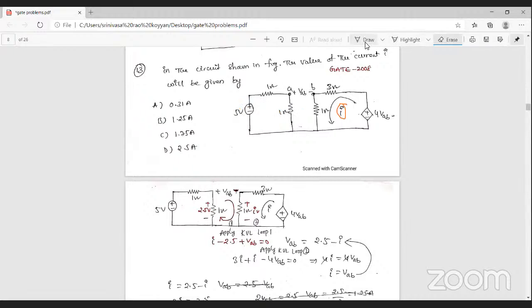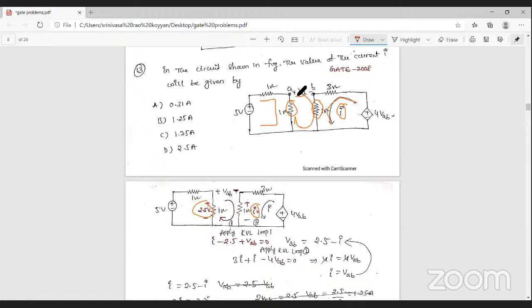So in the 2.5 current is passing through in this way. So what is the voltage here? That is 2.5 volts. Okay. So in this path, the current is already given, that is I current. That's why the voltage presented here, that is 1 ohm resistance current, that is I volts. Here the I volts.